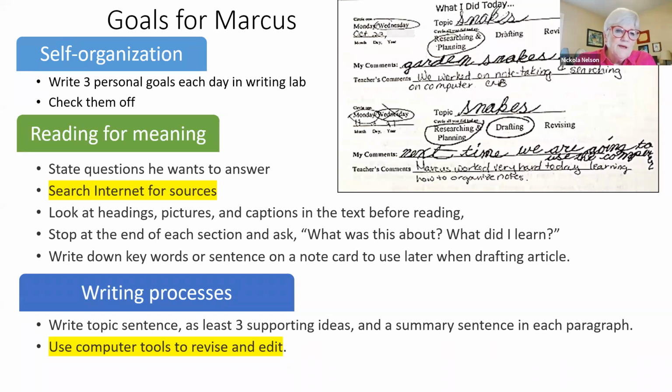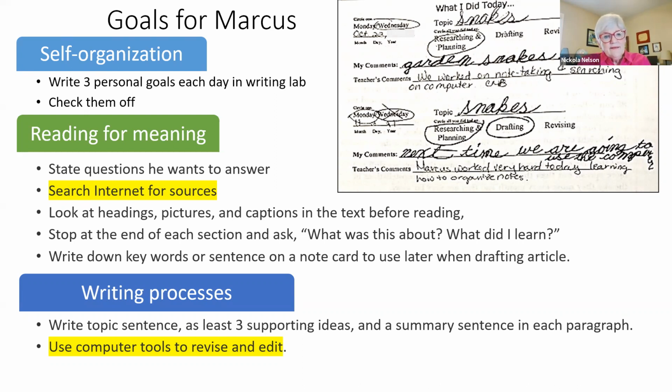He wanted to work on reading for meaning, and to do that, he needed to think about what kinds of questions did he want to answer when he was looking for information for one of his reports, and then to be able to search the internet for sources. So there's a computer literacy skill.